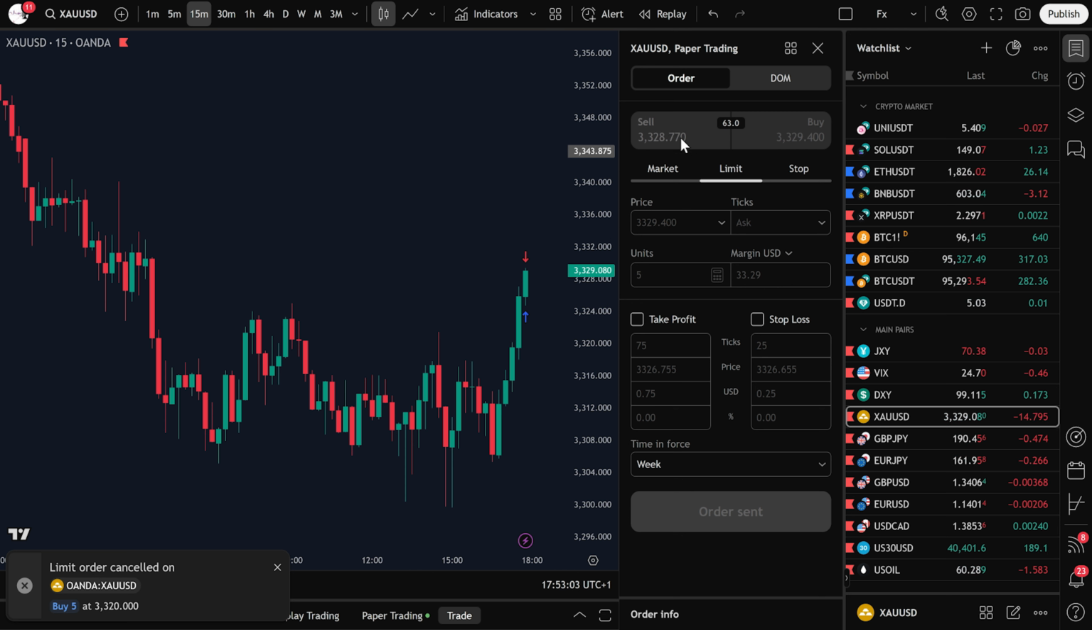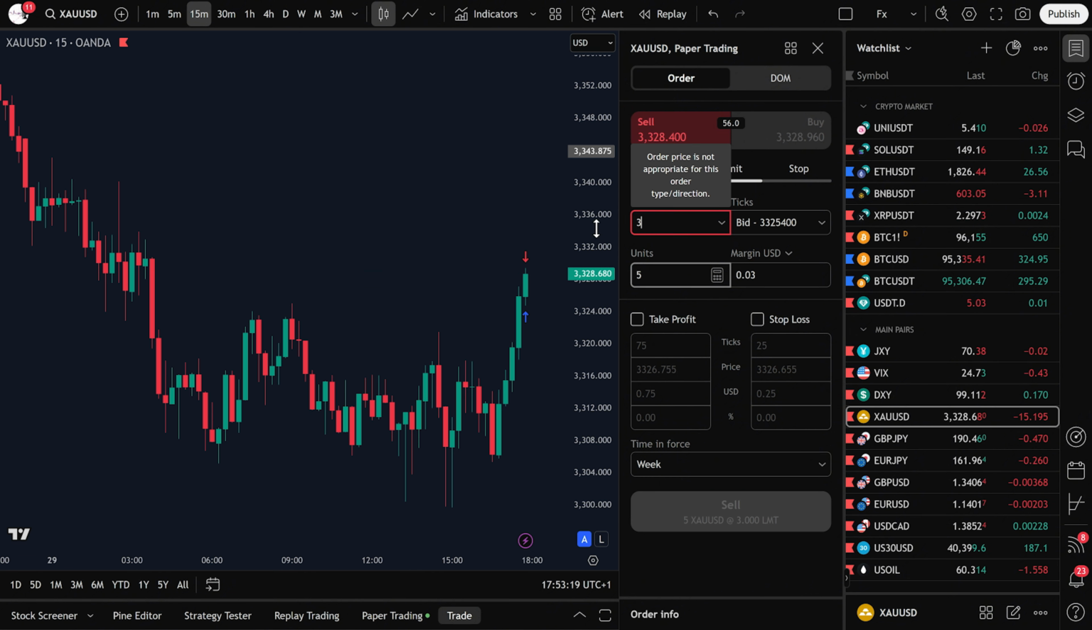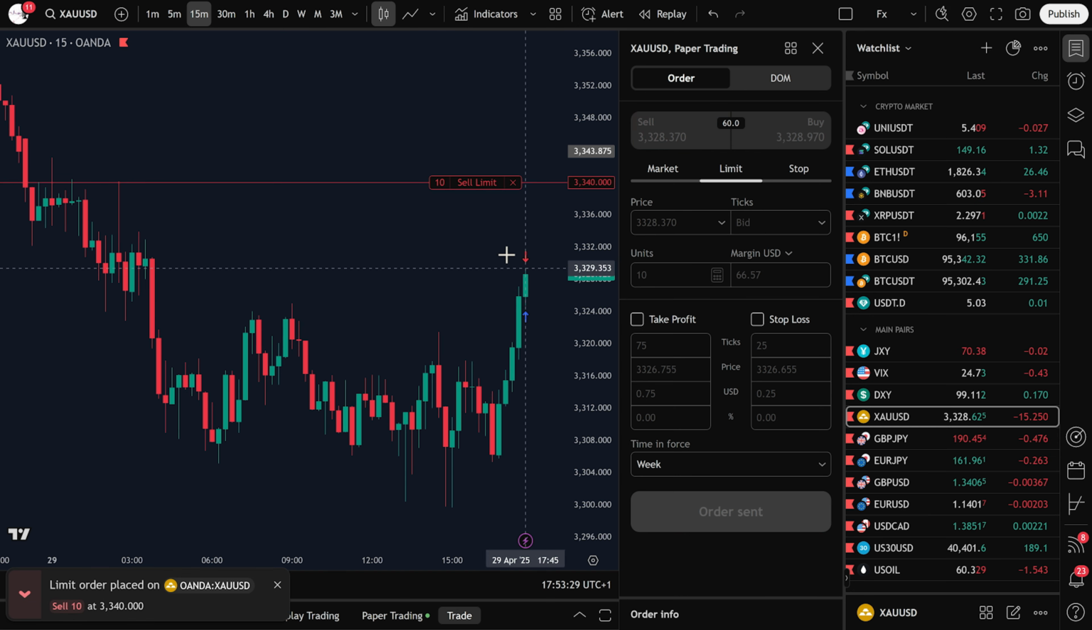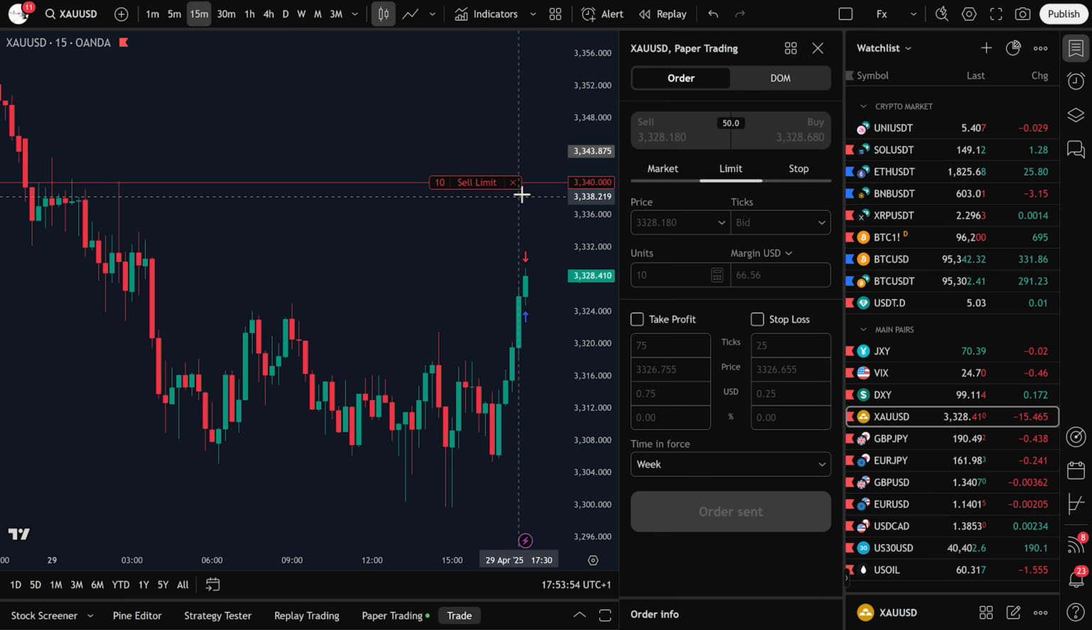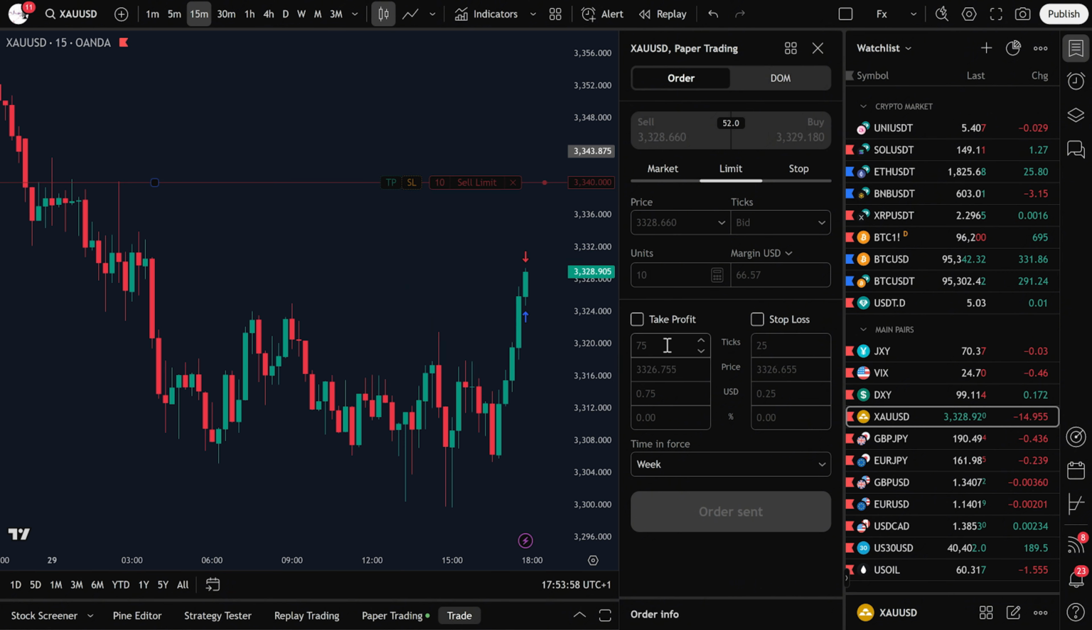Now for a sell limit order, let's say you want to sell gold when it moves up to 3,340. You'll enter 3,340 in the price field. Choose your number of units, like 10 units, then click Sell. Again, because it's a limit order, you're waiting for the market to reach that price before the trade gets activated. You can also cancel this pending sell limit the same way. Click Cancel Order and confirm.